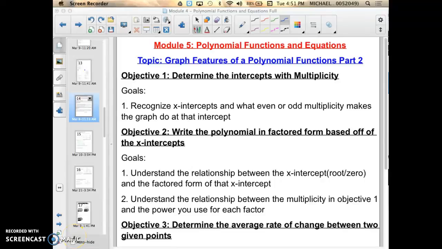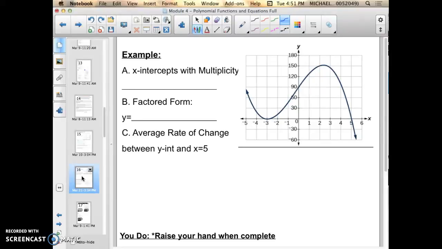Alright, in this video I'm going to show you an example of putting all three objectives together. I'm going to find x-intercepts with multiplicity, go from the x-intercept root form to a factored form, and from there be able to tell a few different pieces about the polynomial itself, and then also find the average rate of change. For this example, I would be given this polynomial function on the right, the graph of this. So if given a graph of a polynomial function, I should be able to do what's on the left.